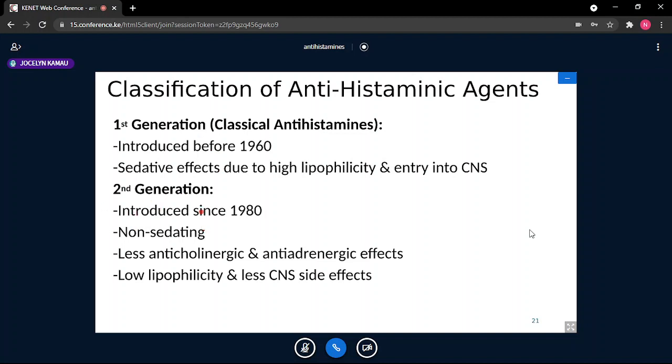Then we have the second generation. The second generation is supposed to be non-sedating. And if it is non-sedating, it means it will also have lower lipophilicity. It does not penetrate the BBB very effectively, and therefore does not get into the brain and is non-sedating. It has also less anticholinergic and anti-adrenergic effects. These anticholinergic, anti-adrenergic effects, of course, you've looked at them in pharmacology, can be very disturbing. So of course, the drug will be better if it has almost no anticholinergic and anti-adrenergic effects. It has low lipophilicity and therefore less CNS toxicity.